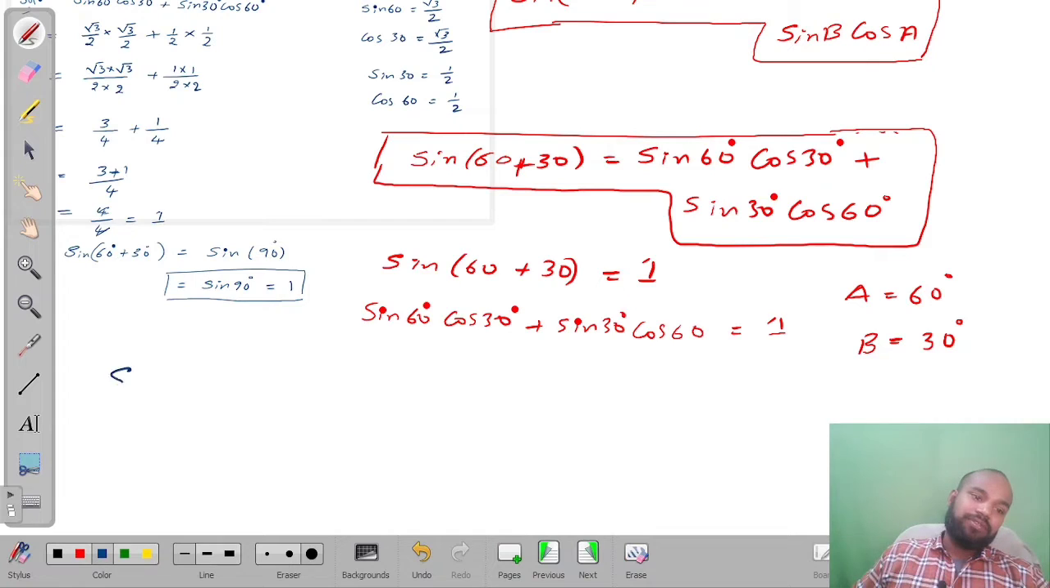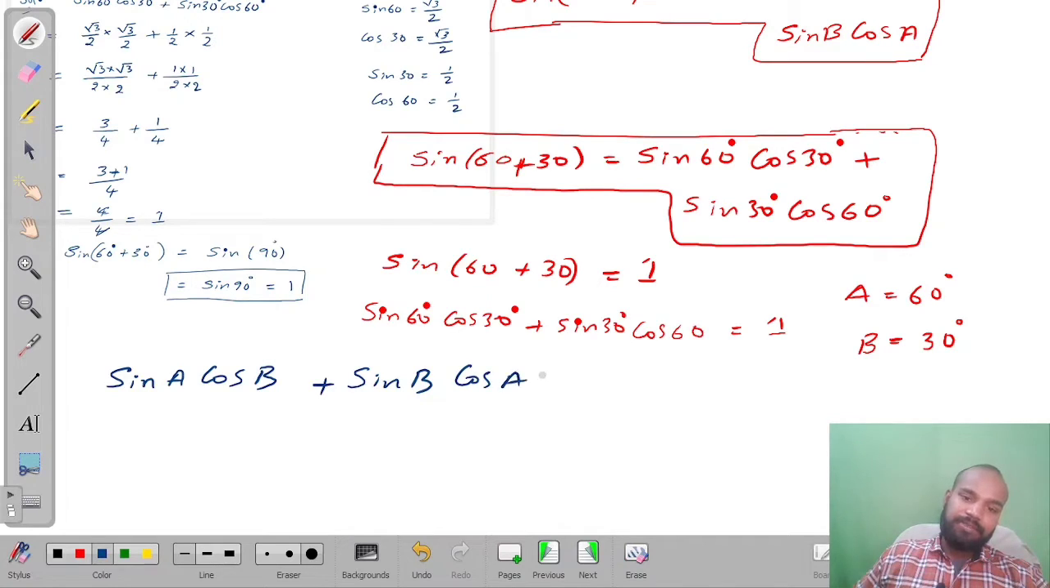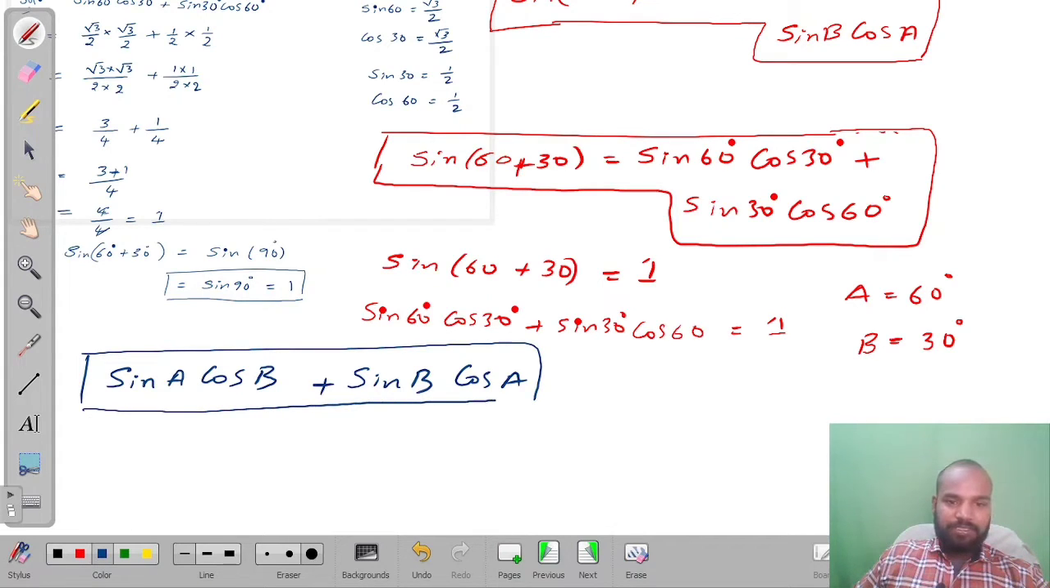See, sine 60 means sine a, and in the next one, cos 30 means cos b, plus sine 30 means sine b, cos 60 means cos a, right? So this is what we got there. Now I am writing this one also.